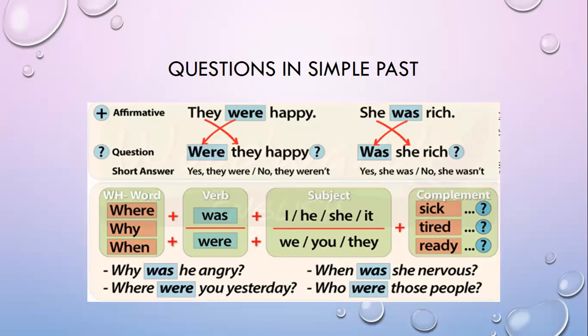So you can see that that's the way how we are going to be making information questions, okay? So, for example, if I ask you, why was he angry? ¿Por qué estaba él enojado? What is the answer going to be?